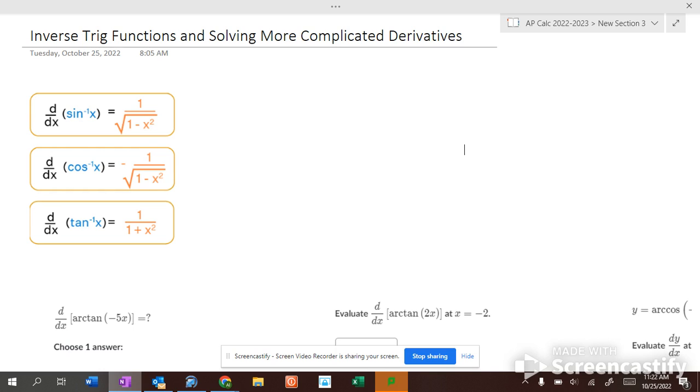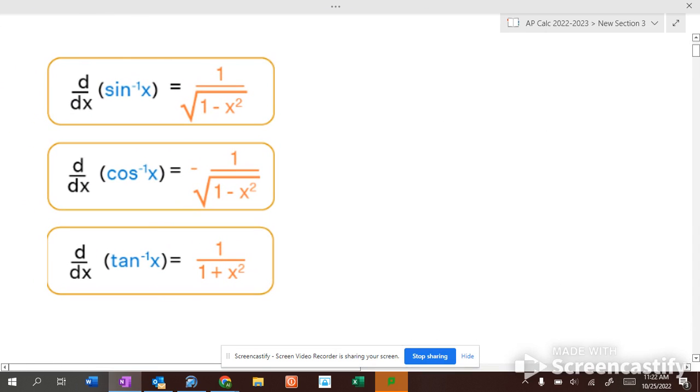Oh, wow. Can you see this good enough? There. Now you can see it good enough. These are inverse trig functions.